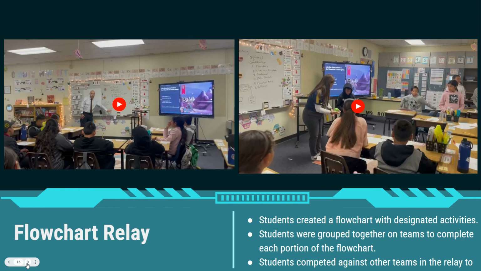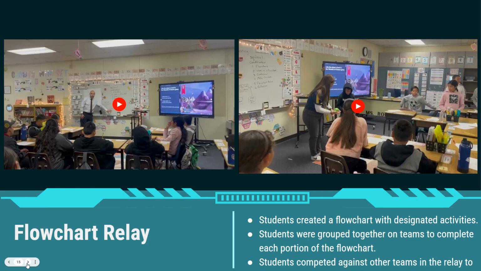They built a flowchart in which they knew they were going to have to race. So it was a really fun and interactive activity where the kids got to participate. They had a hand in choosing what went into the flowchart, so it was great. And then after that, they actually got to physically do the flowchart.